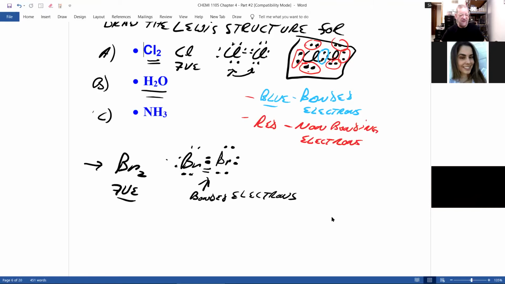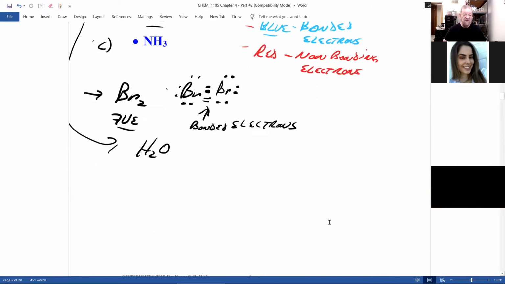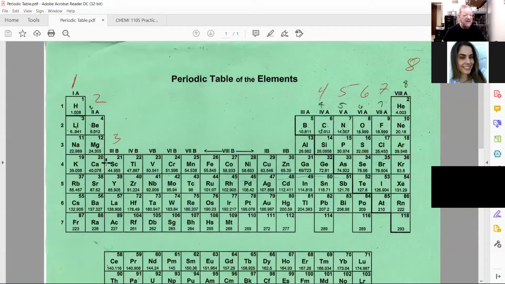now let's do water. And I'll do this one. Now water is H2O. First of all, you have to find out how many valence electrons hydrogen and oxygen have. How do you do that? You go to your friendly neighborhood periodic table and say, hydrogen, how many valence electrons? Look at the number on top. It's 1. Oxygen, how many valence electrons? Look at the number on top, and that's 6. So now we know hydrogen has 1 valence electron, oxygen 6.